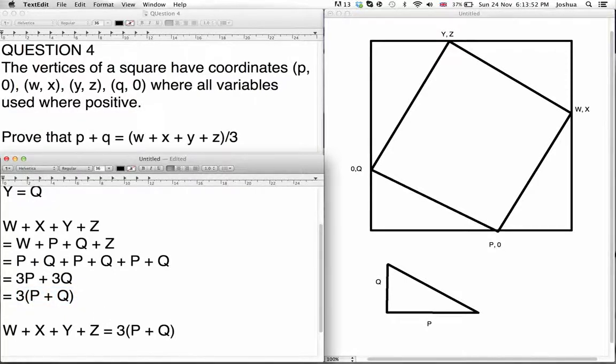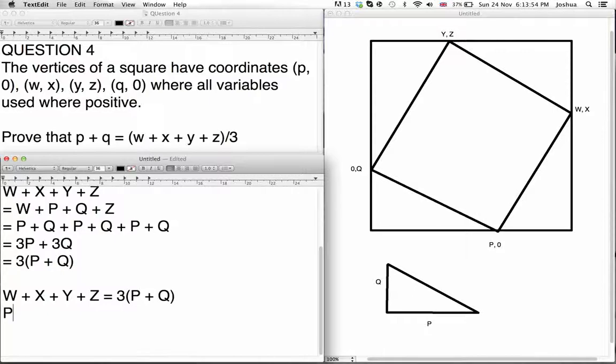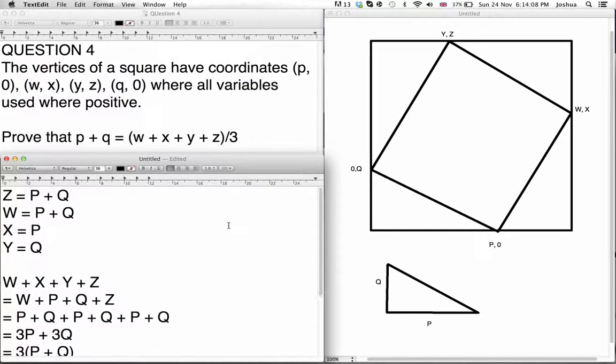Divide both sides by 3, you get P plus Q equals W plus X plus Y plus Z, all divided by 3, guys, and that is our equation here. P plus Q equals all that divided by 3, and that's your proof. You know, this triangle here, and that took barely any time, guys.